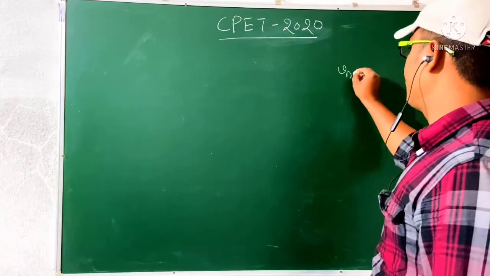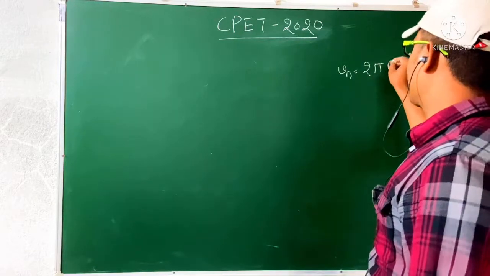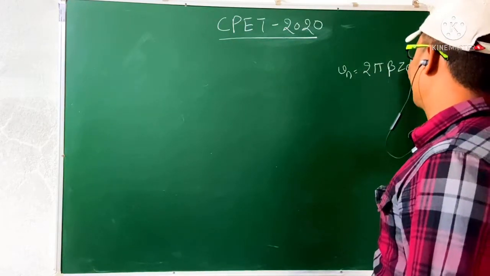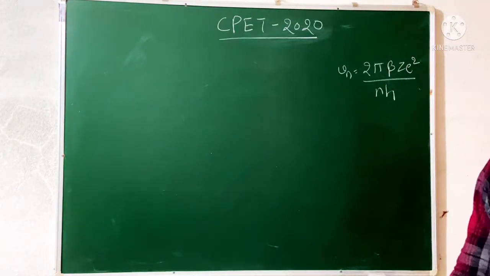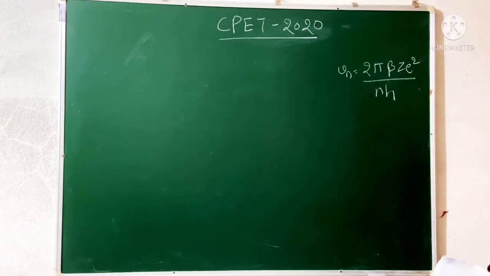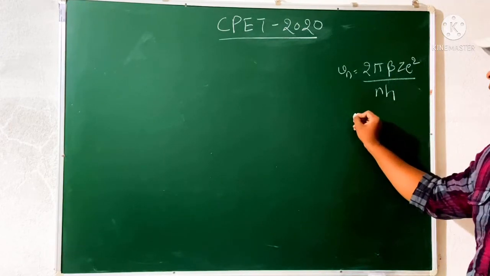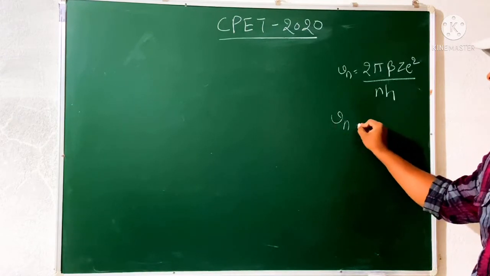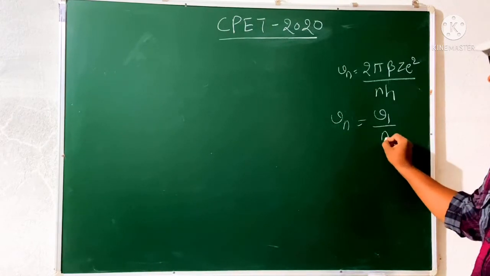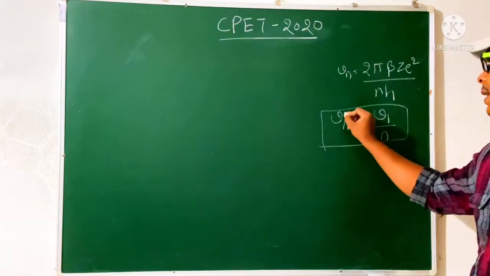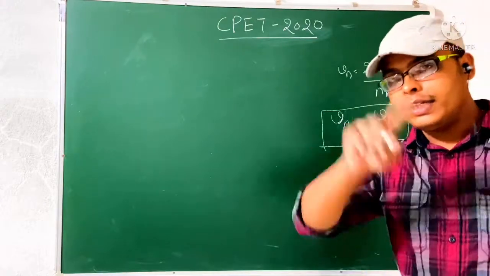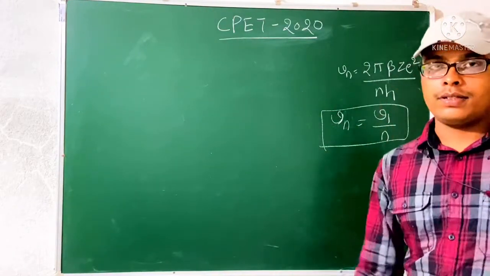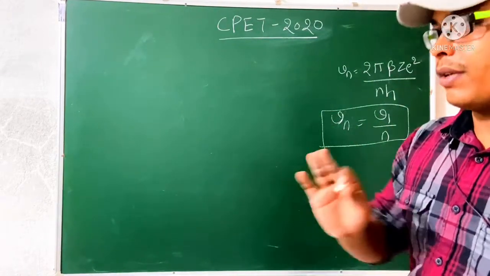So what is the formula? The velocity is 2 pi beta Z square divided by n h, right? What is beta? Beta is 1 by 4 pi epsilon 0, that we used in your electrostatics. So this is the beta. I think you know all about it. And remember one more thing, that Vn is nothing but V1 by n. So V1 is the first orbit velocity. What is V1? V1 is the velocity of the electron in the first orbit.